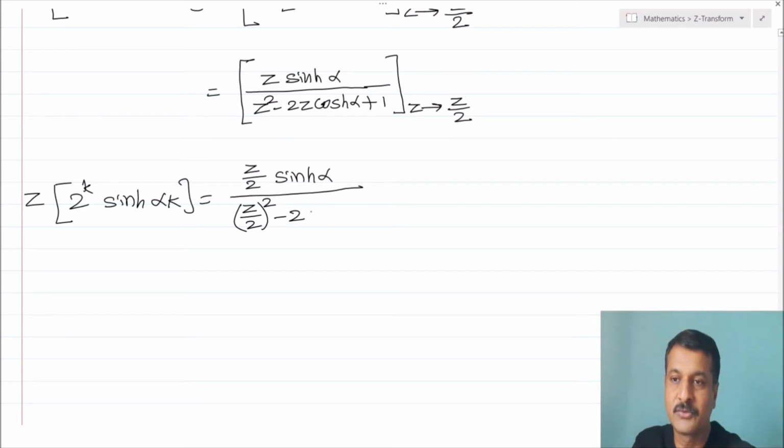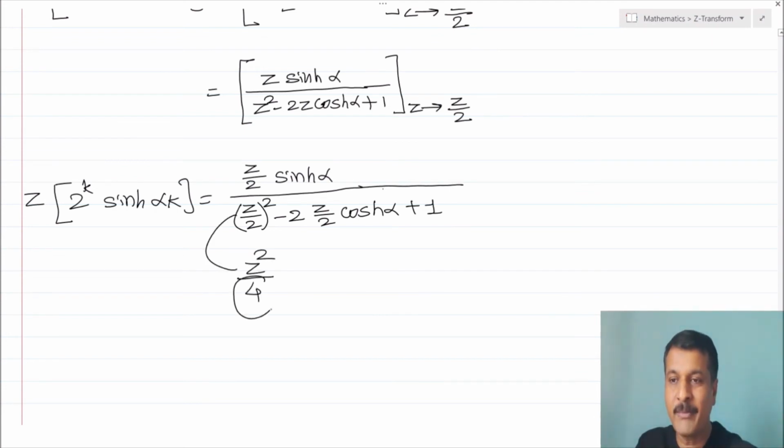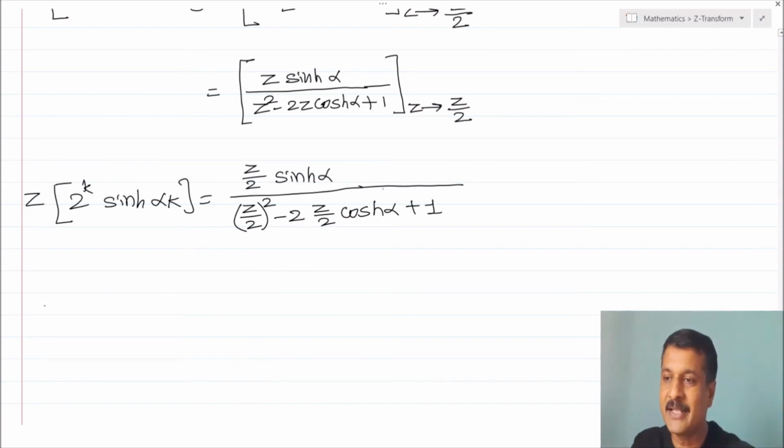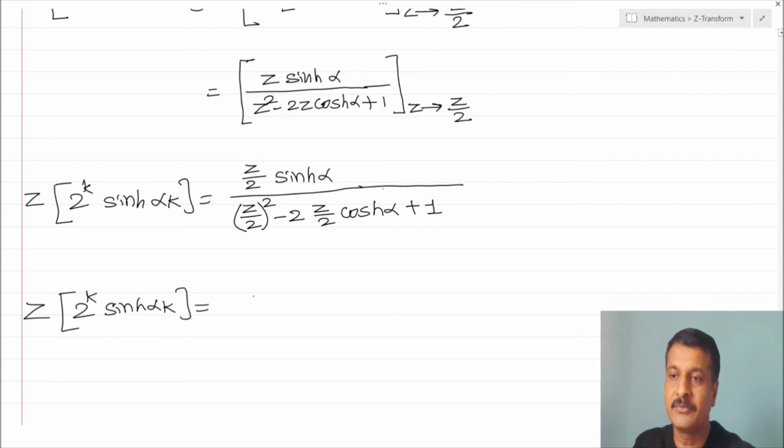So minus 2, z means z by 2 into hyperbolic cos alpha plus 1. So simplify here. Note that here I am getting z square by 4. So the denominator is maximum 4, because here the denominator is 2 but here 4. So throughout, numerator and denominator multiply by 4. So I am getting the simplified answer as z transform of 2 raised to k into hyperbolic sine alpha k equal to, so multiply by 4 numerator and denominator.